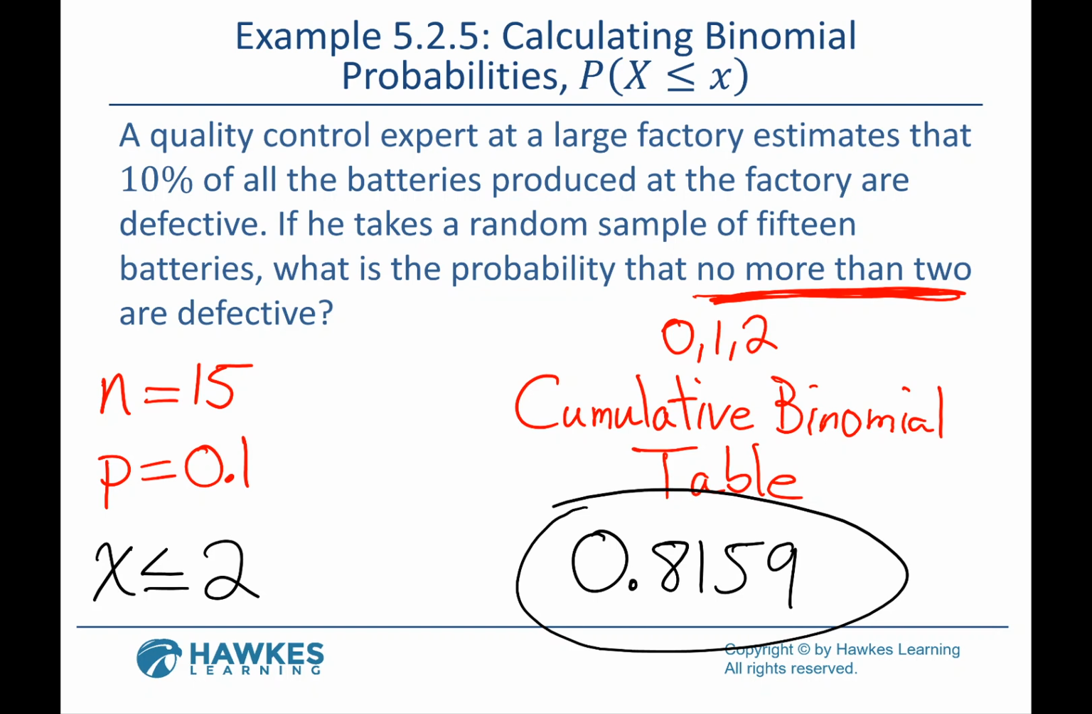All right. So if we just want our probability of exactly some event, like exactly 2, like we had before, you use the standard binomial table. If we want to cover a range of values, we have to use the cumulative binomial table. And the cumulative binomial table gives us less than or equal to whatever number we look up.